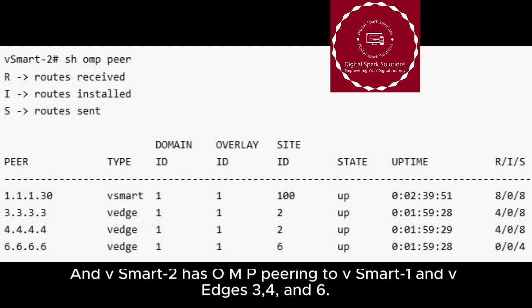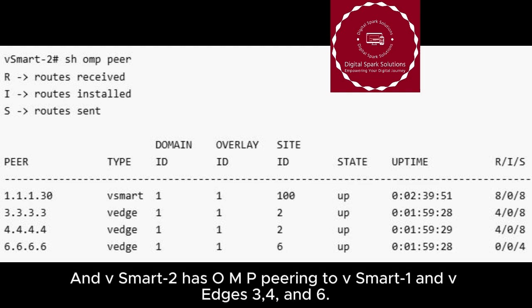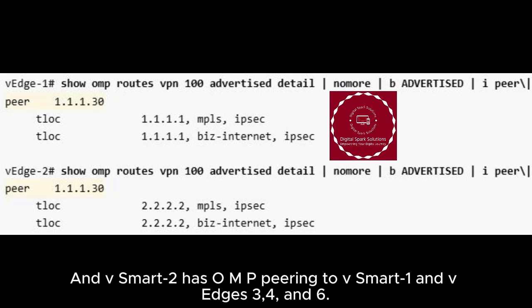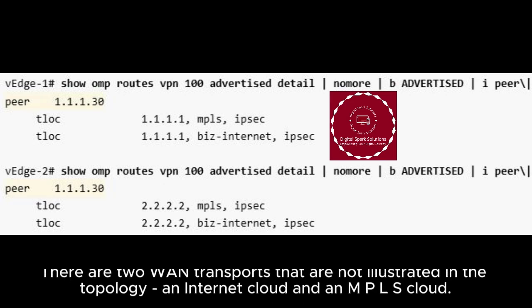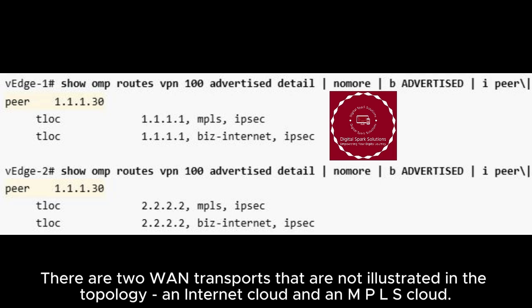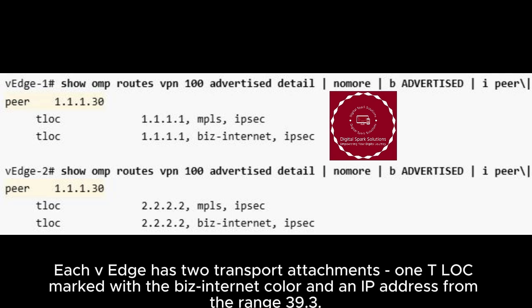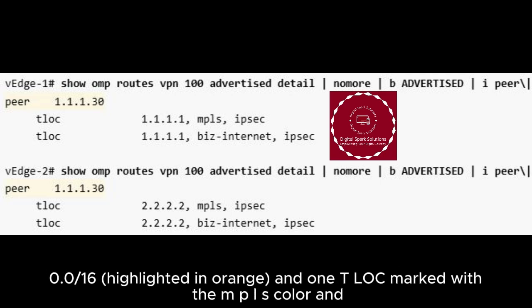There are 2 WAN transports that are not illustrated in the topology, an Internet cloud and an MPLS cloud. Each vEdge has two transport attachments: 1 TLOC marked with the biz-internet color and an IP address from the range 39.3.0.0/16, highlighted in orange, and 1 TLOC marked with the MPLS color and an IP address from the range 10.10.0.0/16, highlighted in green.